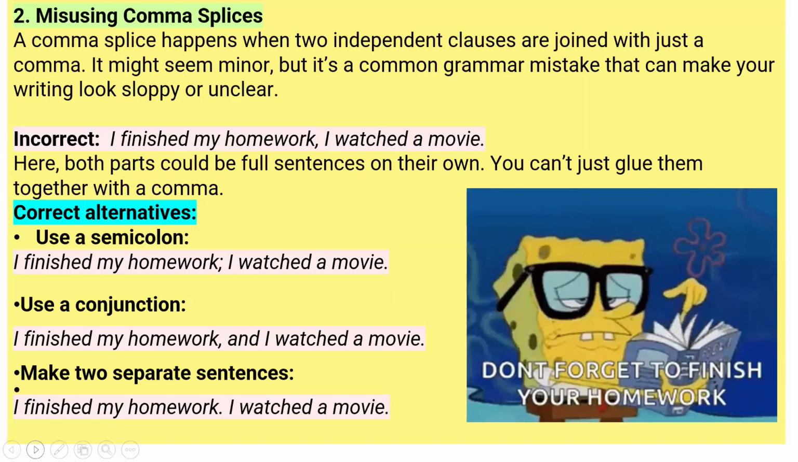Misusing comma splices. We have learned this in the previous slide also. I finish my homework, comma, I watch a movie. It's wrong. Correct alternatives we can use: I finish my homework, semicolon, I watch my movie, because both sentences are independent clauses. Or use a conjunction: I finish my homework and I watch my movie. In this case, we have used the conjunction and. Or make two separate sentences: I finish my homework, full stop. I watch a movie. So these are the ways to avoid misusing comma splices, and how we use the correct alternatives.